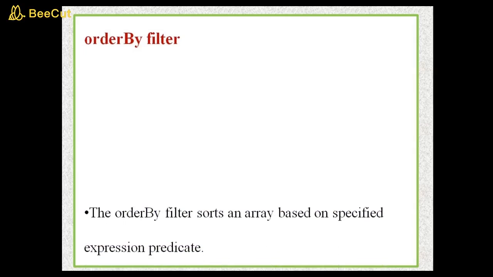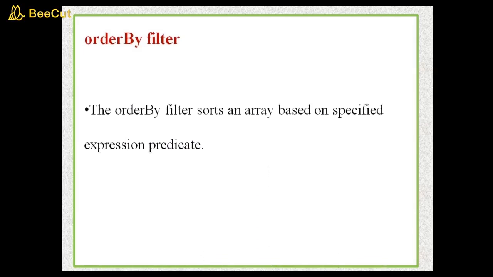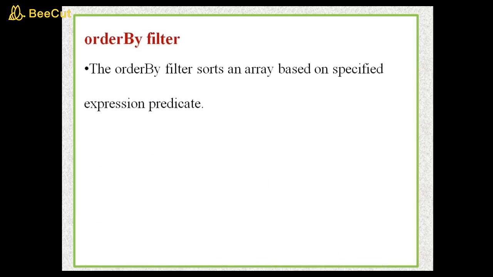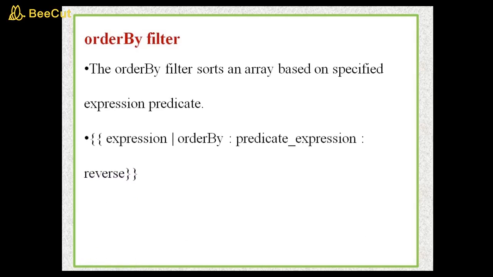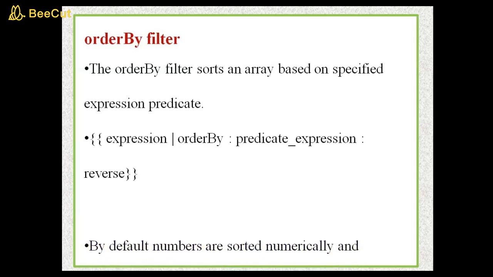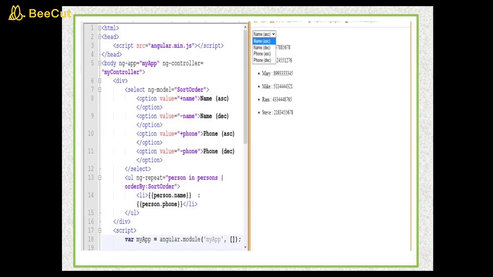Now the orderBy filter. The orderBy filter sorts an array based on a specified expression predicate. See the syntax: expression pipe orderBy colon predicate expression colon reverse. By default, numbers are sorted numerically and characters are sorted alphabetically. You can see here.